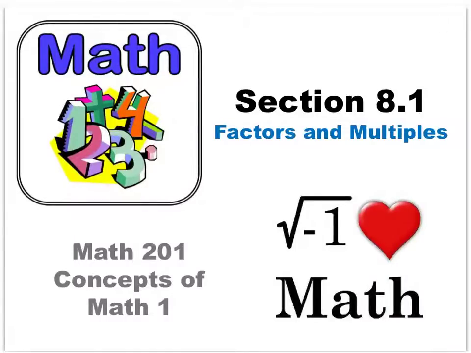Hello, this is the section 8.1 lesson. In chapter 8 we're going to change gears a little bit and not talk so much about the how and why we do arithmetic the way we do it. We're going to talk about some properties of numbers. And these properties fit into the general category of math that we call number theory. In section 8.1 we're going to introduce two important ideas in number theory, the ideas of factors and multiples.